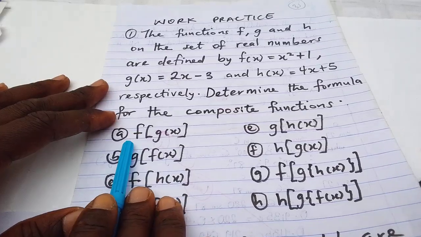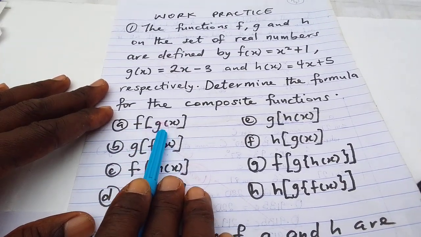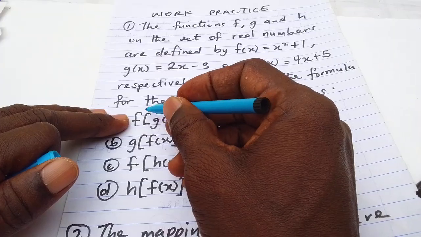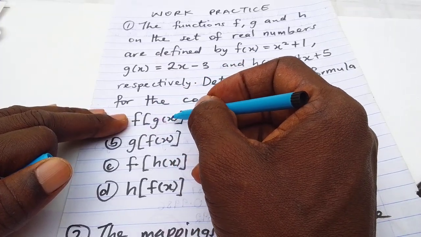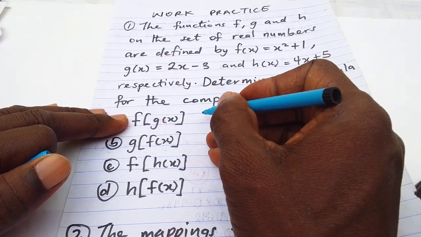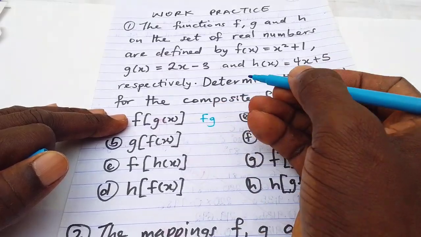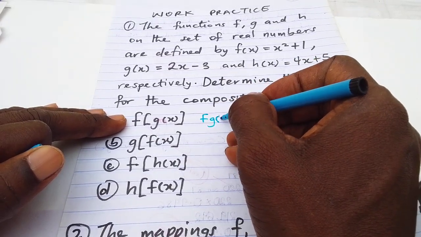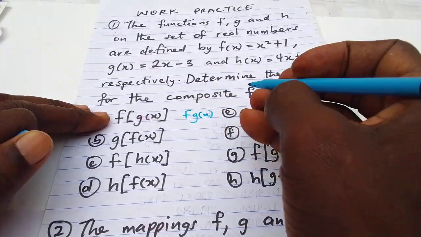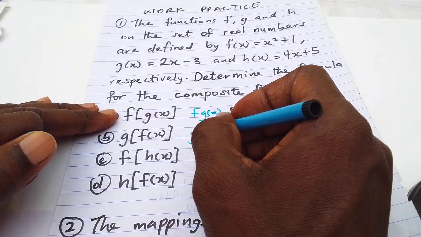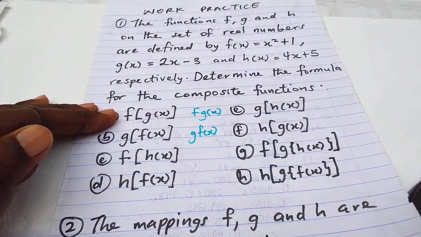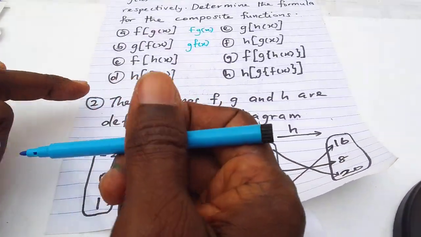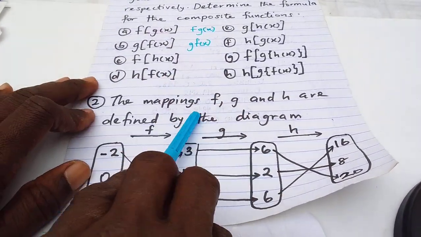function of, so that means you are told to look for the composite function of this one. So this first one, this f into bracket g into bracket x, it's still the same thing. I'm writing it as fg. So look for the composite mapping of fg, or this one is the same thing as saying gf of x. Are you following me?